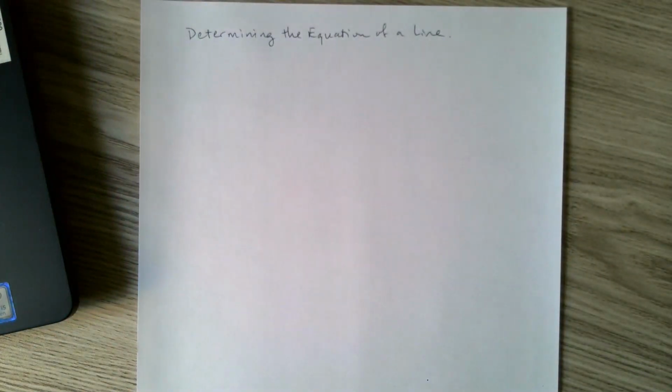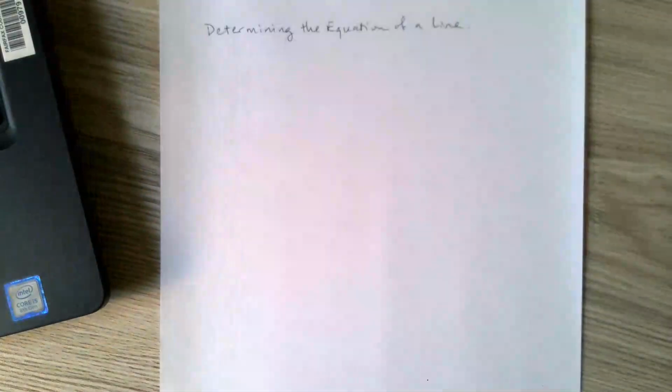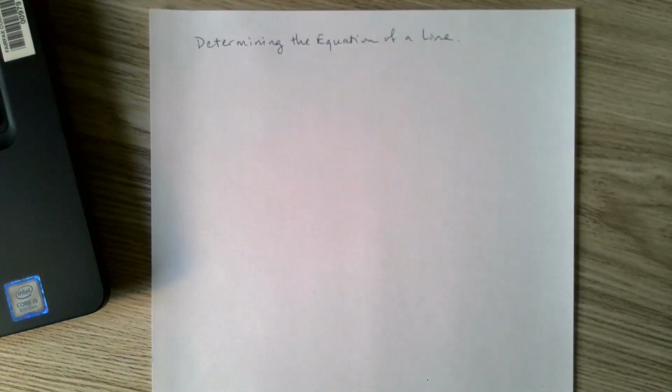Today we're going to be determining the equation of a line. And by that, I mean I tell you something about a line. Maybe I give you the slope, maybe I give you a point, maybe I give you even more limited information, and you figure out what the equation of the line is. So this is the opposite of what we've been doing.